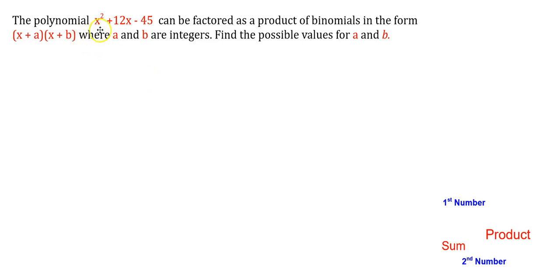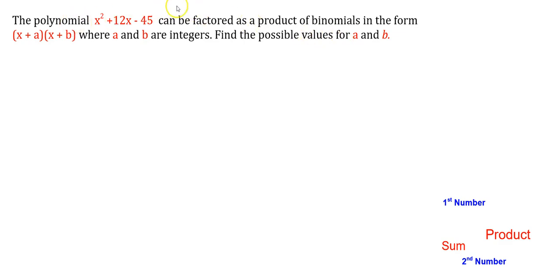The polynomial x square plus 12x minus 45 can be factored as a product of binomials in the form of x plus a times x plus b, where a and b are integers. Find the possible values for a and b.